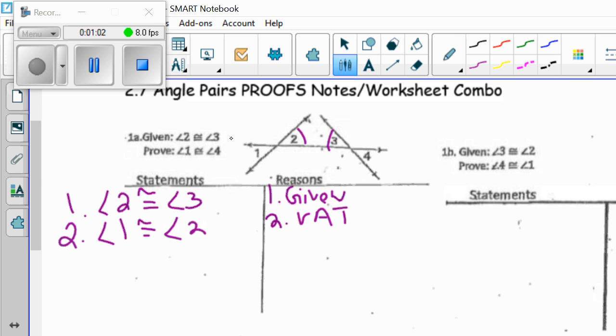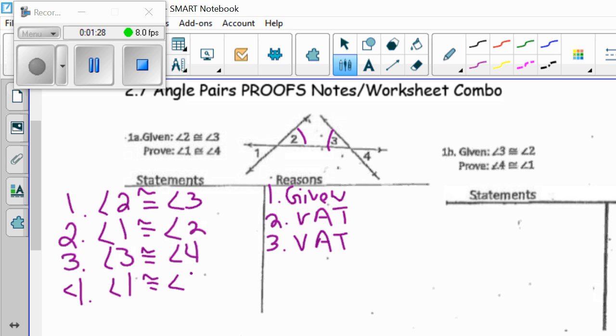Then I want to get angle 4 into my proof, right? I see 3 and 4 are vertical angles, so I'm going to say angle 3 congruent to angle 4, again by vertical angle theorem. And now I have 1 to 2, 2 to 3, 3 to 4. So I can then say the very first one, 1, to the very last one, 4. So angle 1 congruent to angle 4 by the transitive property of congruence.